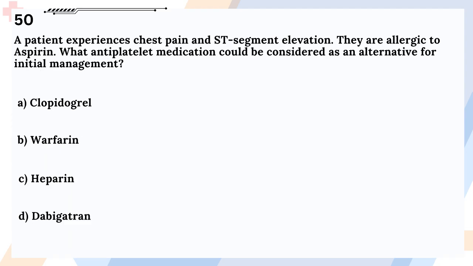Question 50. A patient experiences chest pain and ST segment elevation. They are allergic to aspirin. What antiplatelet medication could be considered as an alternative for initial management? A. Clopidogrel. B. Warfarin. C. Heparin. D. Dabigatran.